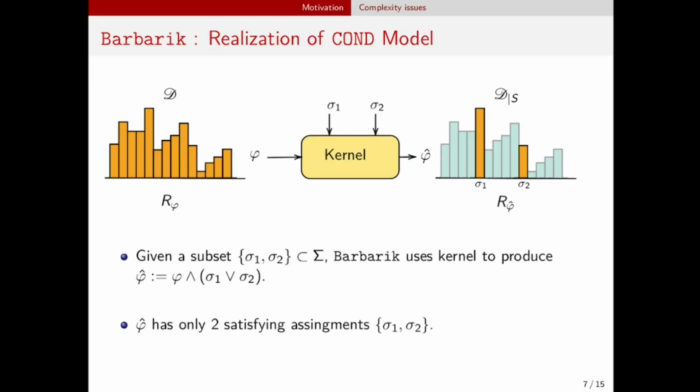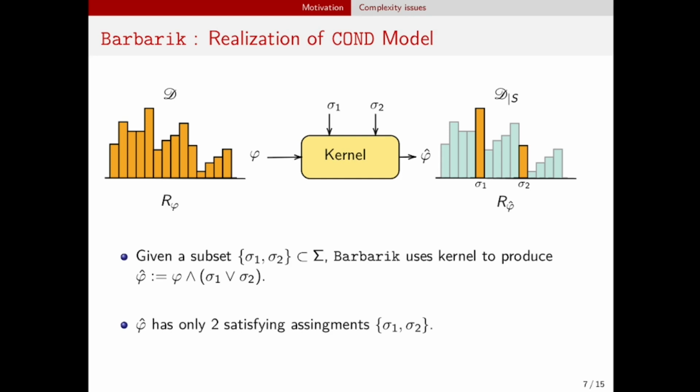That's why testers like Barbarik and our tester use this conditional sampling model inside them. But the main technical challenge is how to come up with this conditioning. To do this, Barbarik designs this methodology called kernel, which, given a formula and two satisfying assignments of the formula, sigma 1 and sigma 2, comes up with a new formula phi hat, such that this phi hat has only two satisfying assignments, that is sigma 1 and sigma 2.